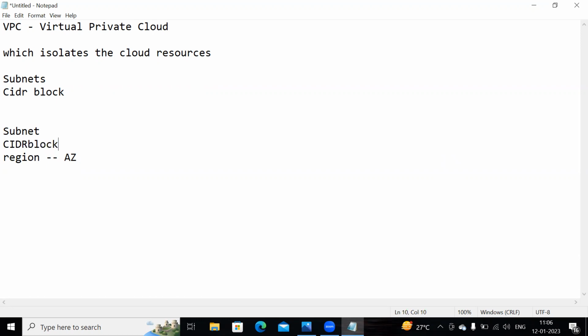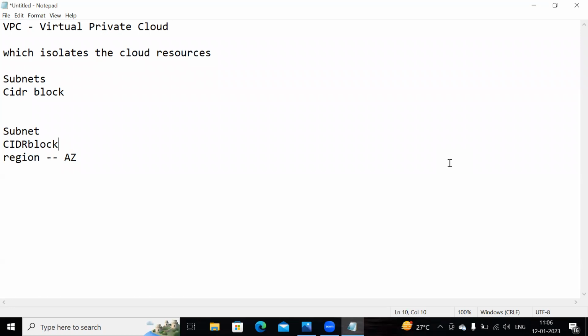For the CIDR block, you need to identify how many servers are required for your application. You know how big your application is, and you need to decide how many servers are required, either front end or back end, but you should have a clear idea about it. Let's say you have decided you need 1,000 servers. Each server should be allocated a private IP as well as a public IP.